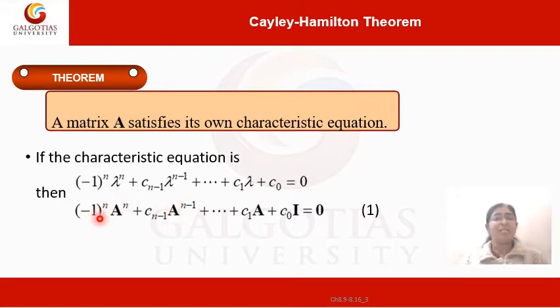So that is (-1)^n A^n + C_{n-1} A^{n-1} + and so on + C1 A + C0 I = 0. This is the characteristic equation which is satisfied by the matrix A, and this is the Cayley-Hamilton theorem.